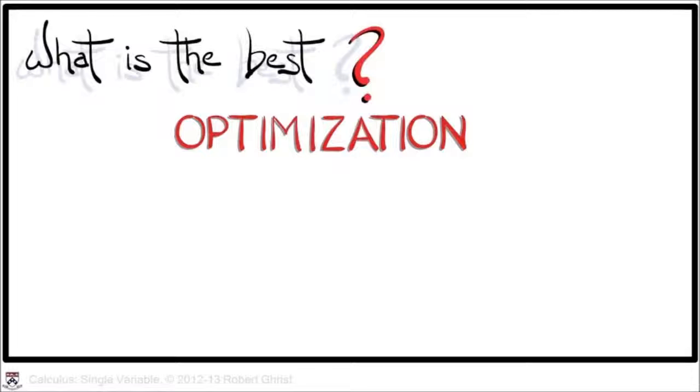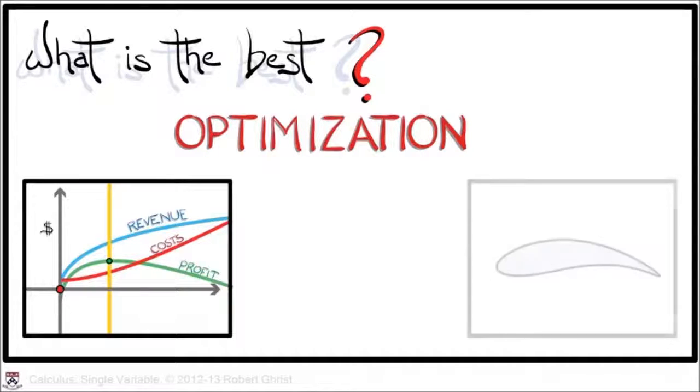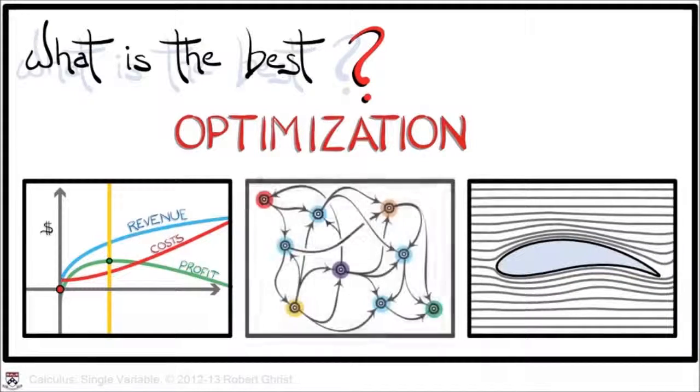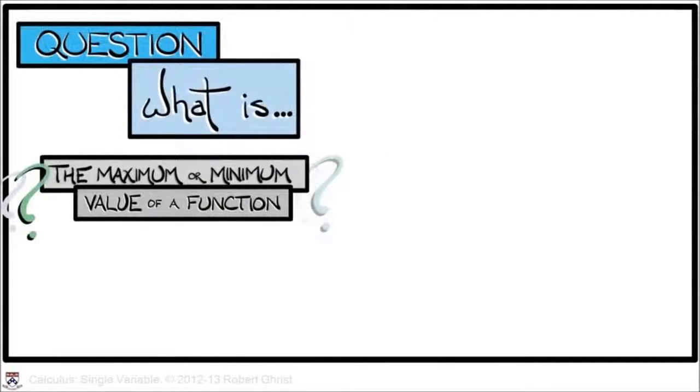In optimization, you ask, what is the best? How do you maximize profit? How do you minimize drag on an airplane wing? How do you find the best route through a complex network? These are all aspects of optimization. A simple question to which calculus can be applied is, given a function, what is its maximum or minimum value?